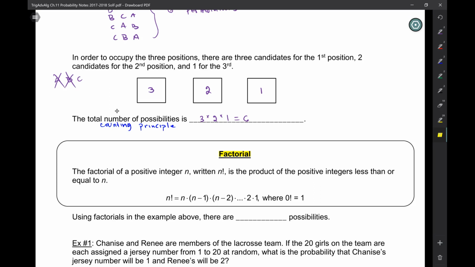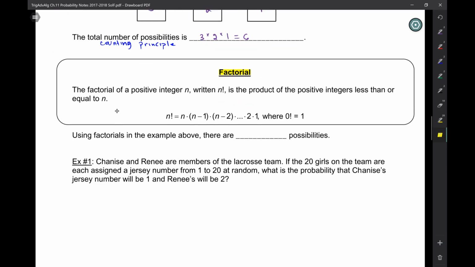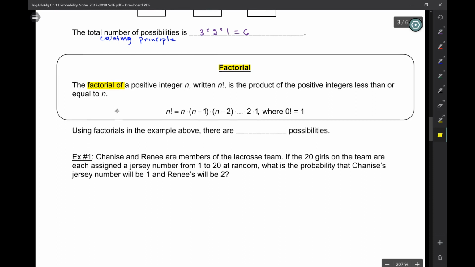You learn about factorials sometime in middle school or in algebra or pre-algebra, and then we forget what it is. The factorial of a positive integer n is written like this: n exclamation. For example, 3 exclamation. When I see that, it's not like you're excited about a three. That's a math symbol. It's the product of the positive integers less than or equal to n. So n factorial is n times n minus 1 times n minus 2, all the way up to 1.